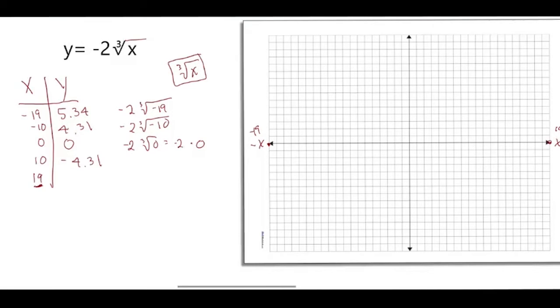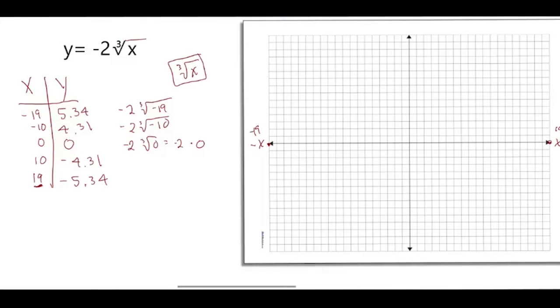Okay. And if I do the same thing with 19, so I'll do 19, and I'll take the cube root of that. I'll get 2.668401, so on and so forth. And I'm going to multiply that by -2. And that's going to give me -5.34 approximately. Okay, so now I have some x values and some y values, and now I'm going to graph them.